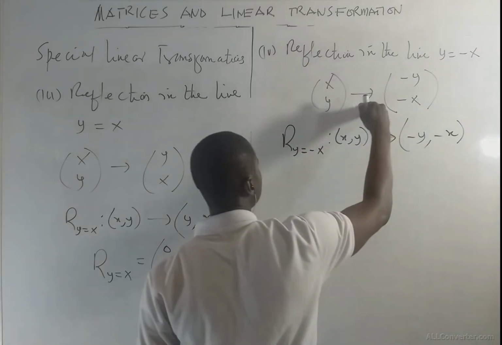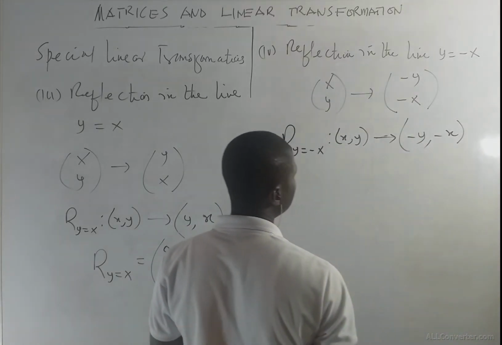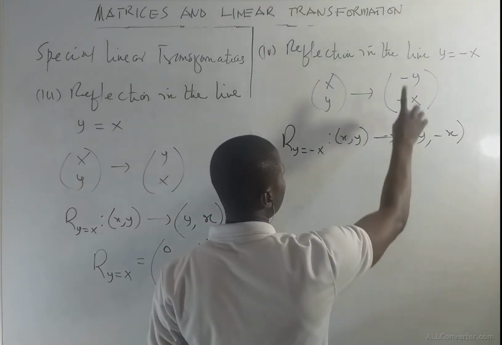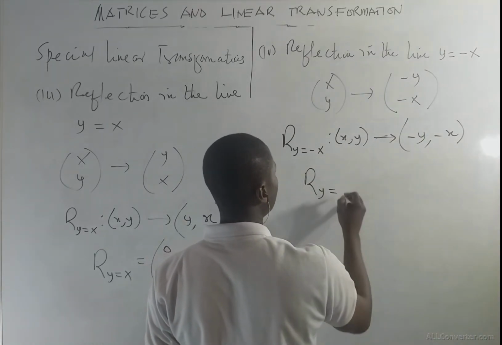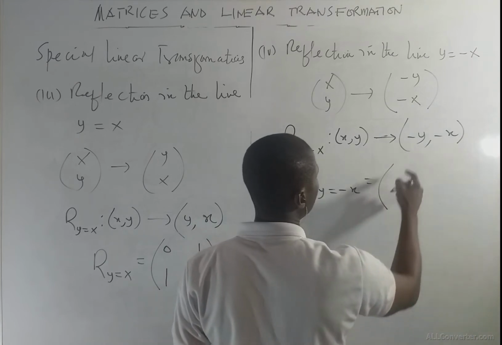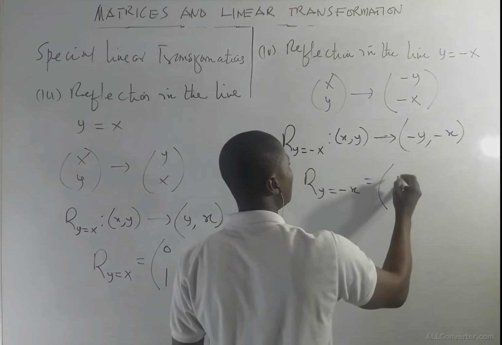If you want to write it in this form, this is how it is written. Take note that the comma separates the first row from the second row. So if you want to write down the matrix for y equals -x, take note, before the comma there is no x term, so we have 0.